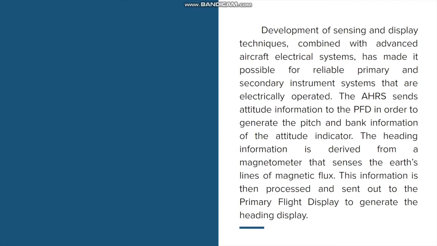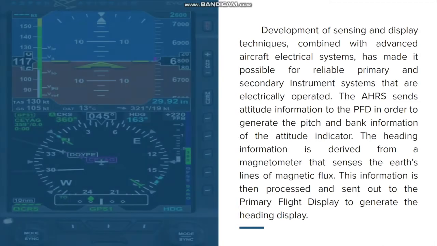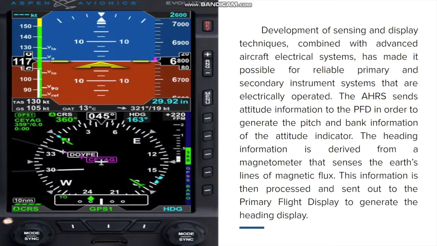Development of sensing and display techniques combined with advanced aircraft electrical systems has made it possible for reliable primary and secondary instrument systems that are electrically operated. The AHRS sends attitude information to the primary flight display in order to generate the pitch and bank information of the attitude indicator. The heading information is derived from a magnetometer that senses the Earth's lines of magnetic flux. This information is then processed and sent out to the primary flight display to generate the heading display.